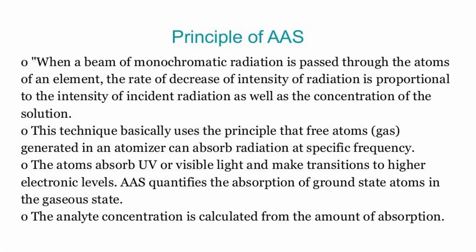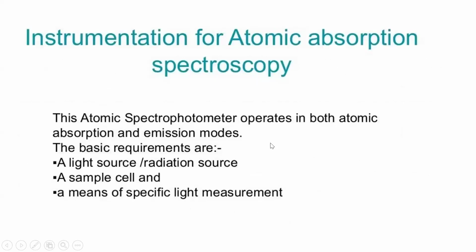Principle of atomic absorption spectroscopy. When monochromatic radiation is passed through the sample which contains atoms, the atoms absorb the UV light or visible light and they get excited to the higher energy state. So the rate of decrease in intensity of the radiation is proportional to the concentration of the solution. This is the principle of atomic absorption spectroscopy.